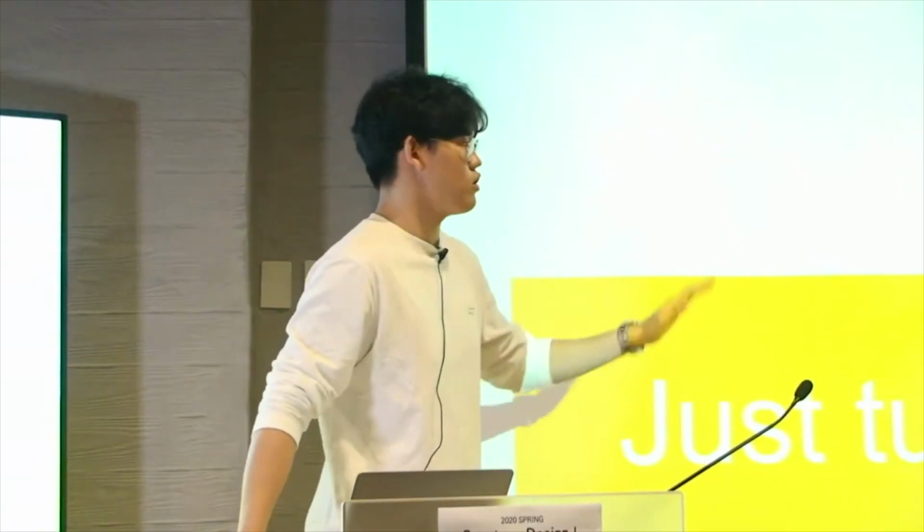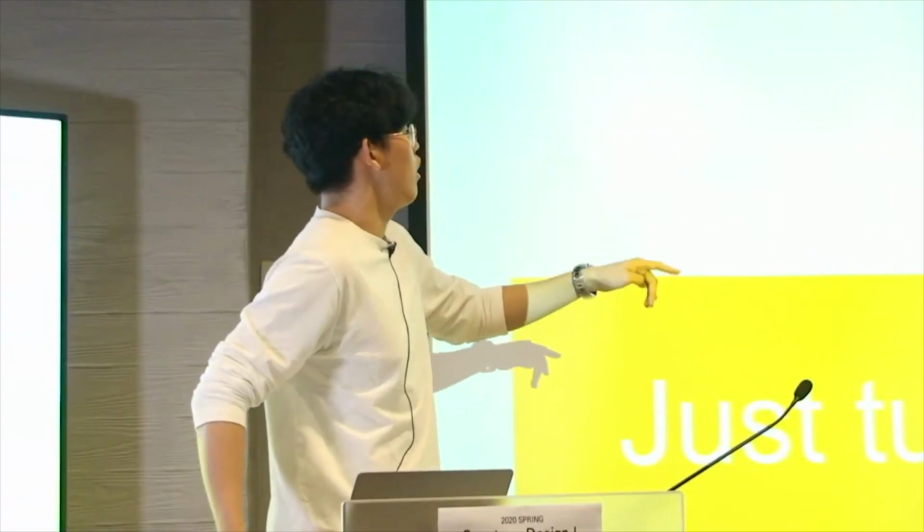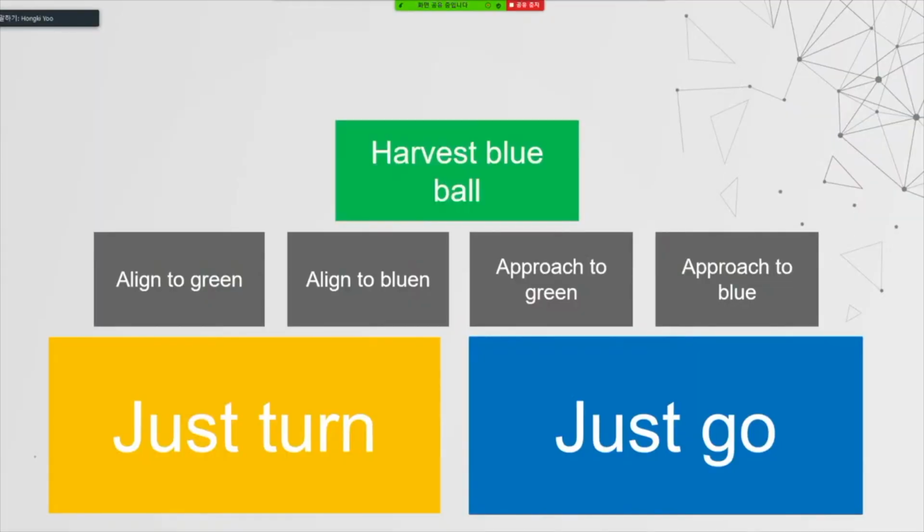So let's start from the basics. We just turn and just go. Using this, we can align to the green ball, align to the blue ball, and approach the green ball and the blue ball. Also, using this, we can do the harvest. We can harvest the blue ball.